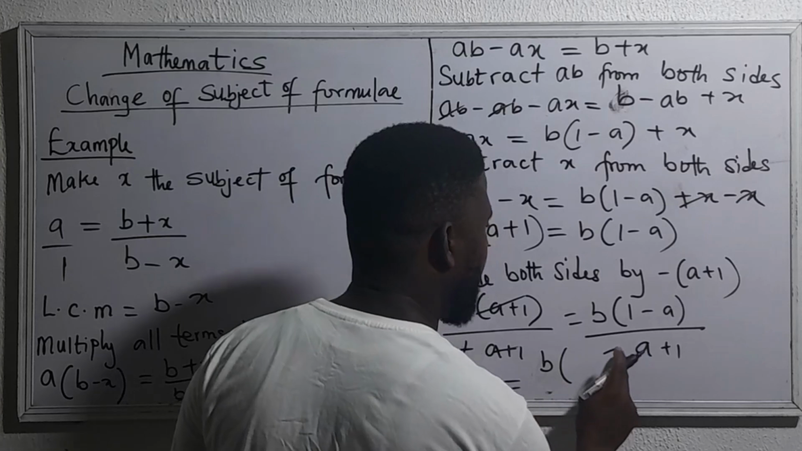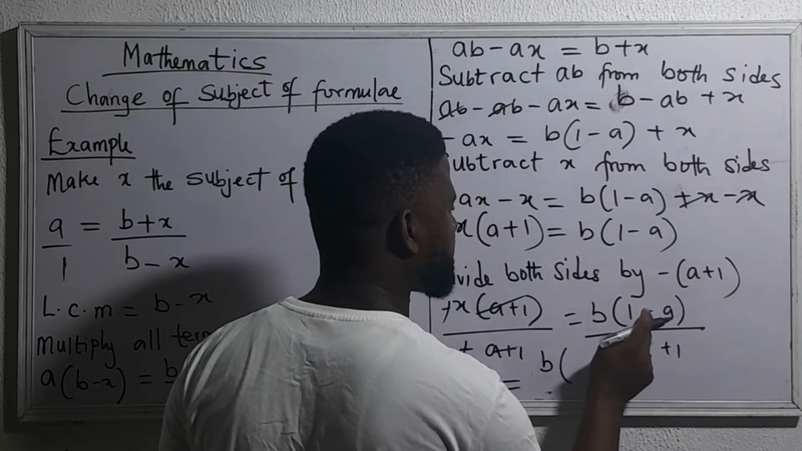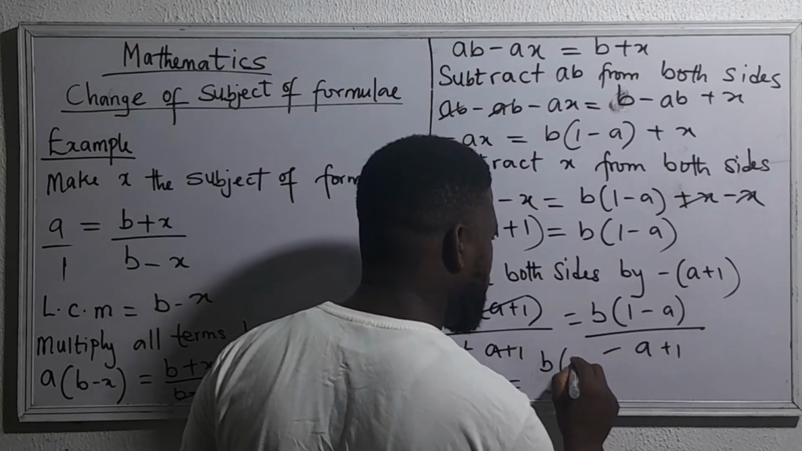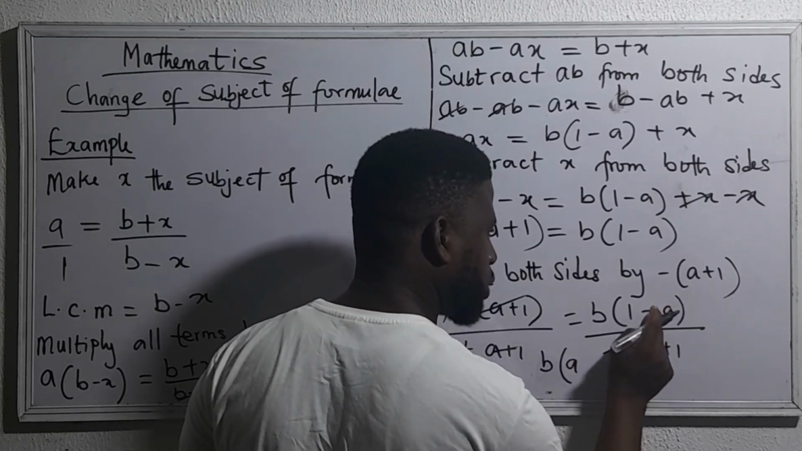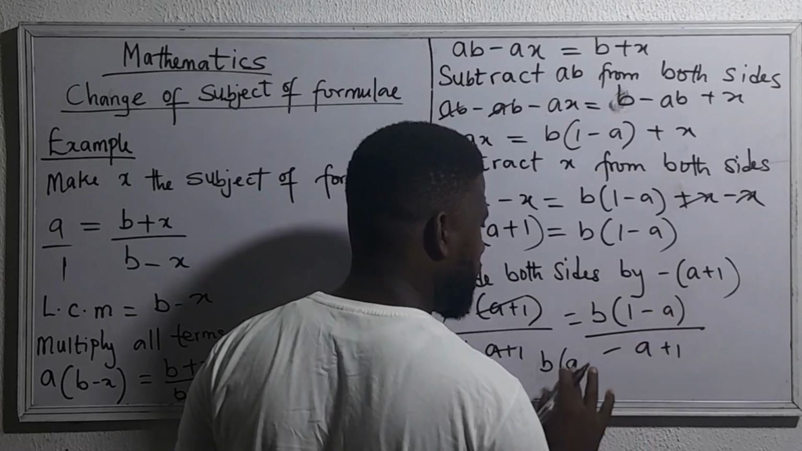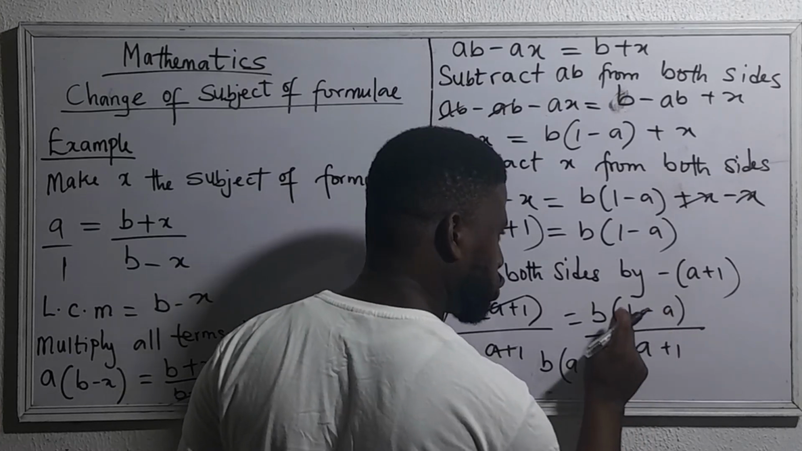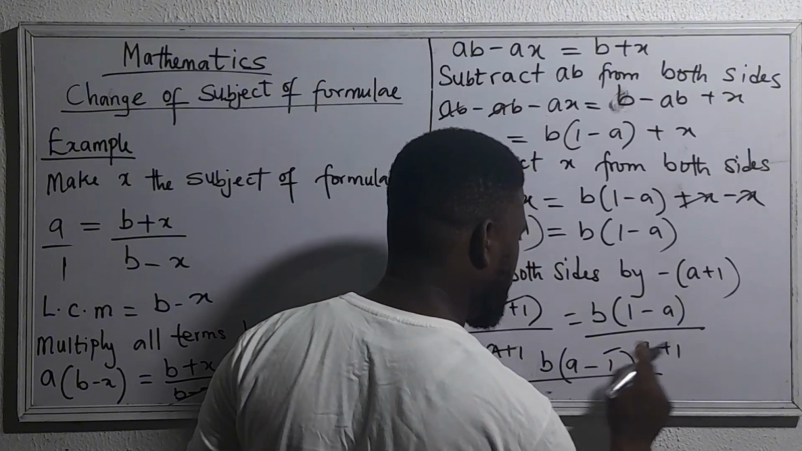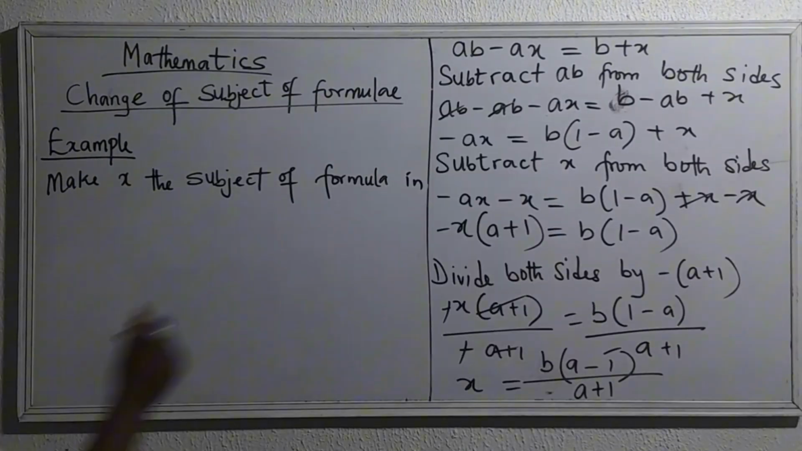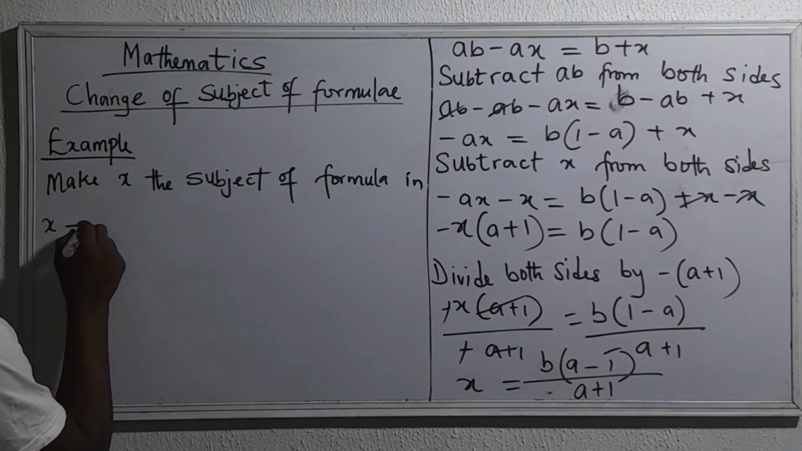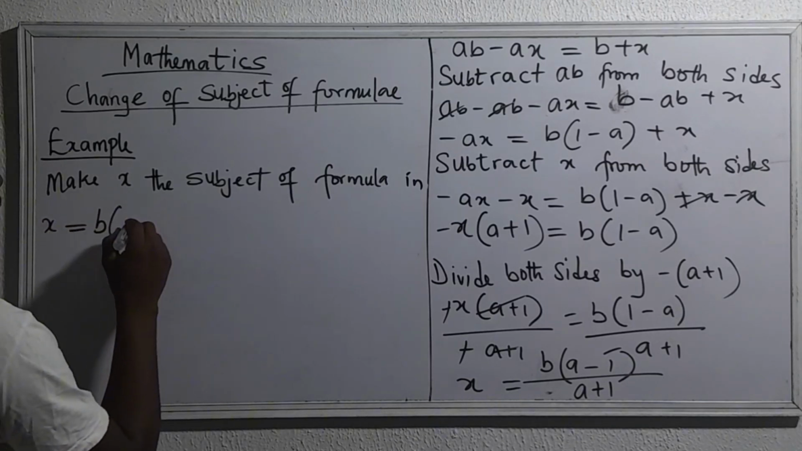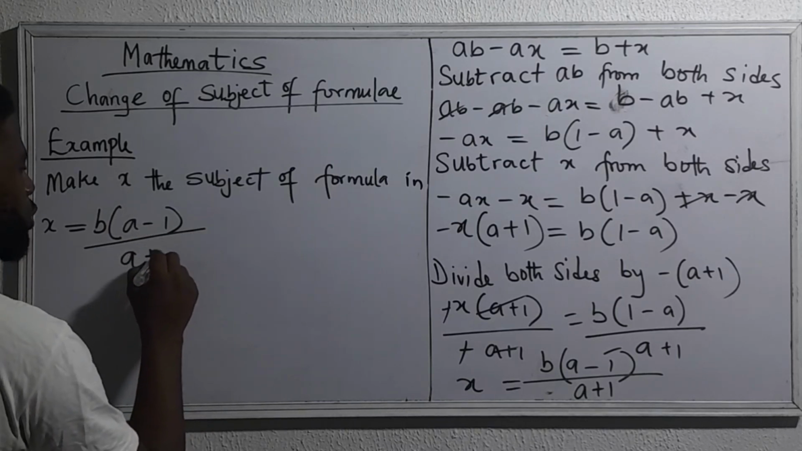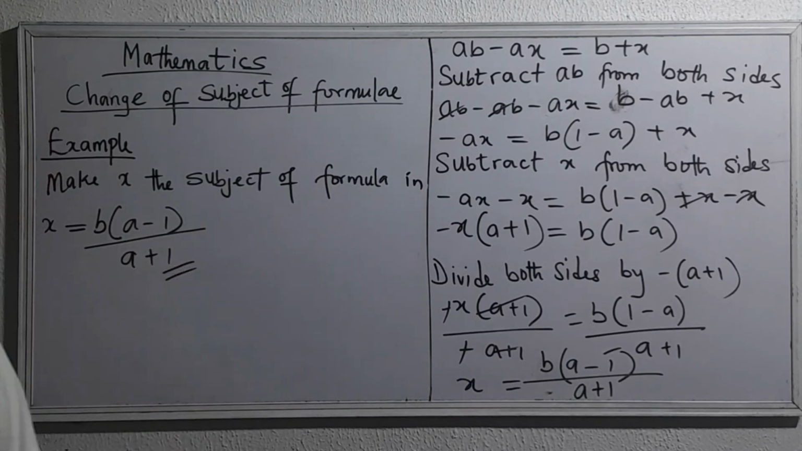into brackets. Now this minus will affect the symbols inside. We have a, that is minus will go through minus a, will give us a, and the minus will go through 1 plus 1 and make it minus 1 over, then we have a plus 1. So our answer finally is x equal b into brackets a minus 1 divided by a plus 1. And this will be our answer.